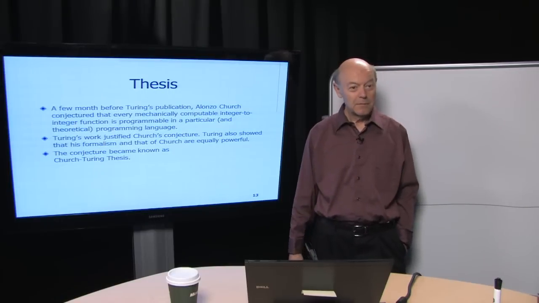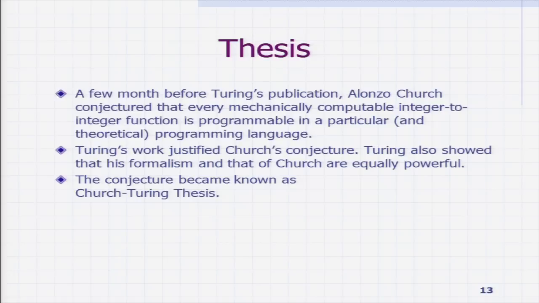A few months before Turing's paper, so Turing was in Oxford, a British fellow, there was an American, Alonzo Church, who conjectured a very close thing. He conjectured that every mechanically computable function from integers to integers can be programmed in a very particular theoretical programming language.